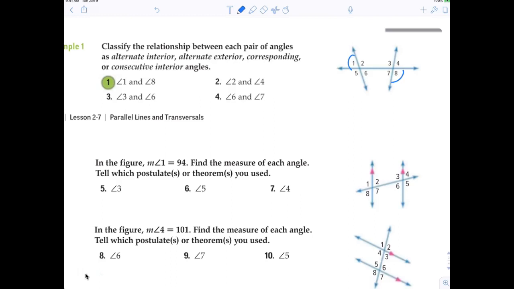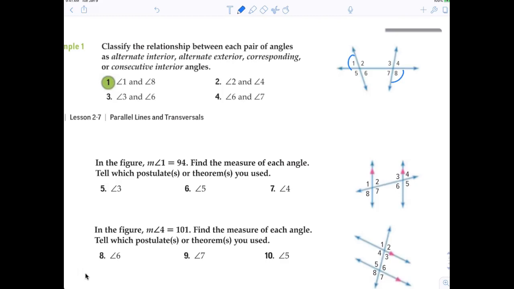I want to make sure you understand what alternate interior means. That's an easy one. I want you to understand what alternate exterior means. Everybody agreeing with me on that? And then the other one is consecutive interior. I think you should know those. Which just leaves us what? Corresponding. And remember, corresponding is the one that's on the same side and either on top or below.